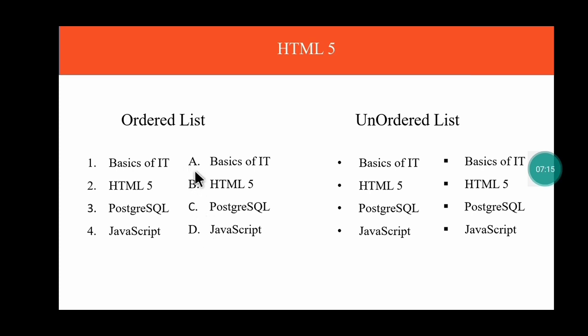If you use the type small a, then it will display a, b, c, d. Suppose you use the Roman numeral capital I, then I, II, III, IV like this. If you use small i, then small Roman numerals will be displayed. This is called the ordered list, also called the number list.